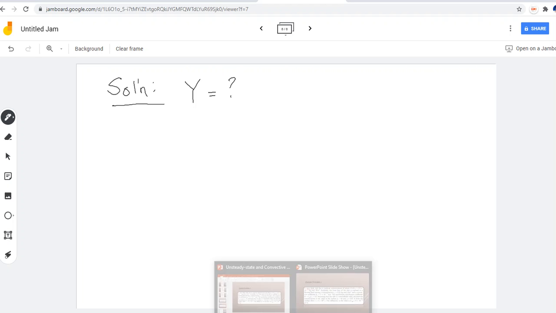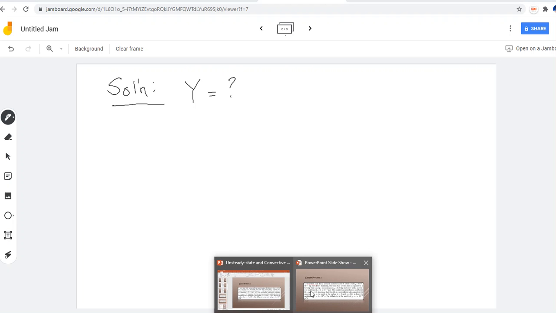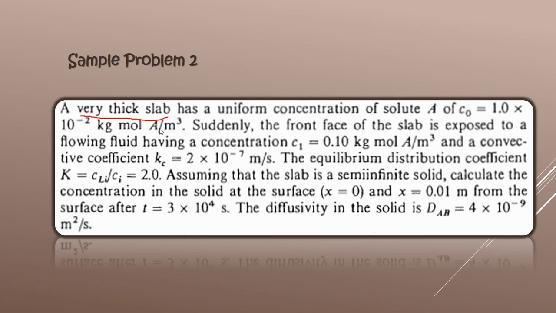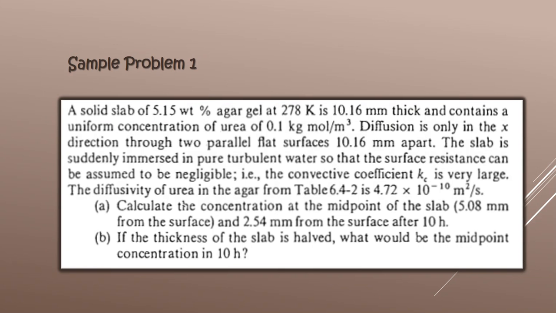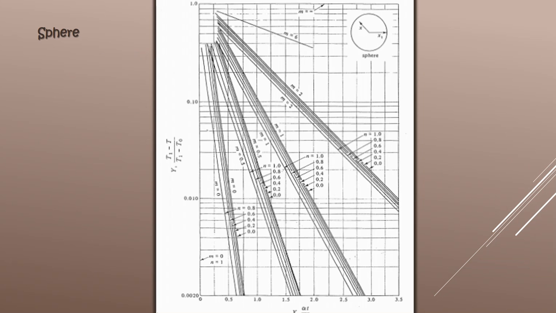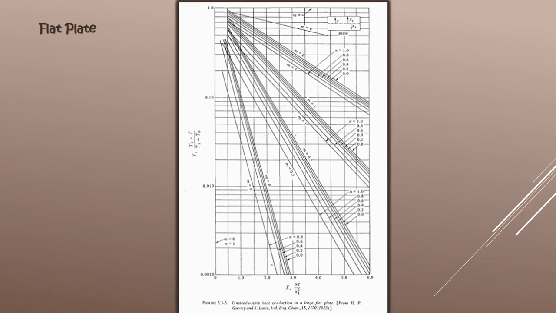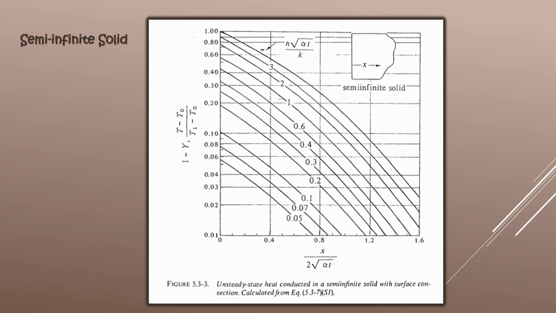So if we go back to our slide, and this is our sample problem, if we go back to the figures that we have discussed before, the figure that is appropriate for this is this semi-infinite solid figure. And you can see that on the ordinate, or the y-axis, of this particular diagram, we have 1 minus y. This one would lead us to y, which will eventually help us determine the concentration.